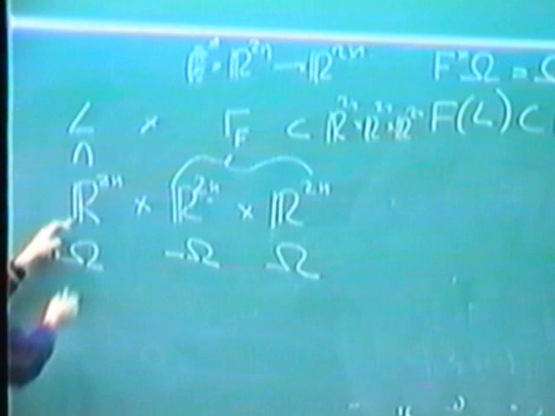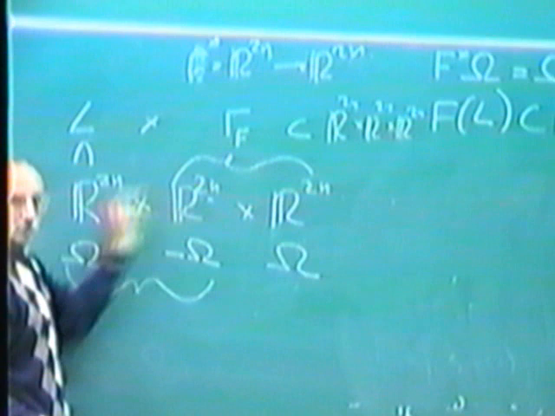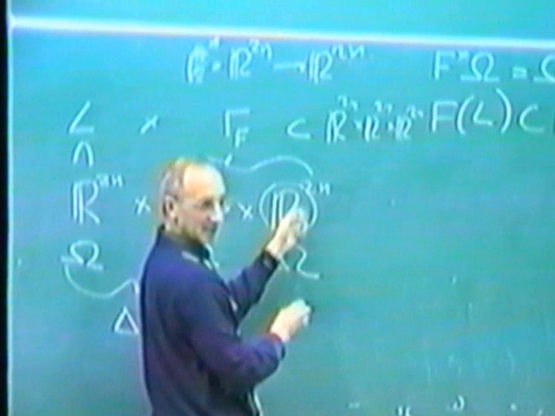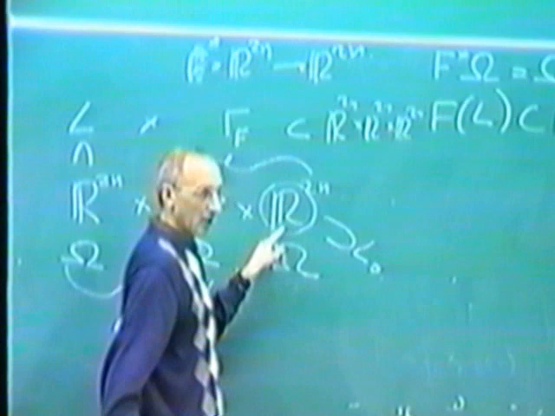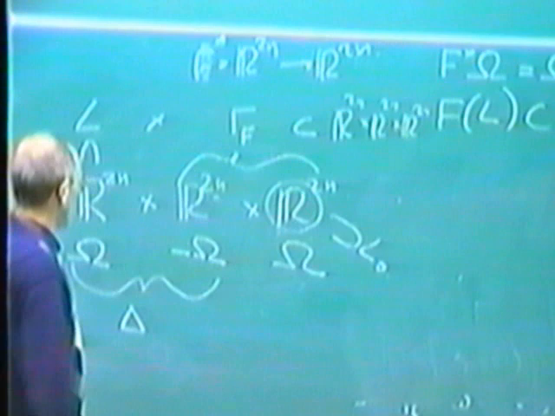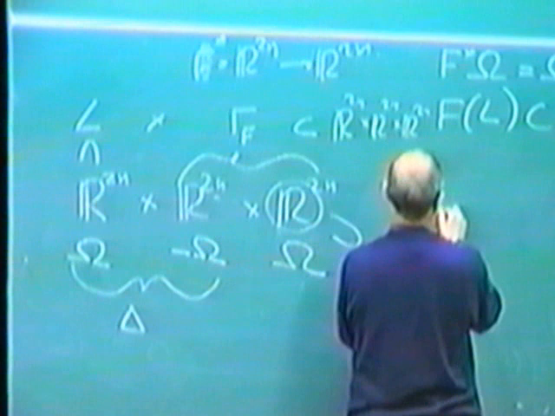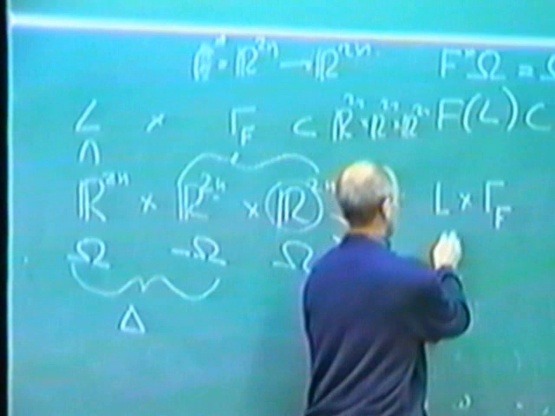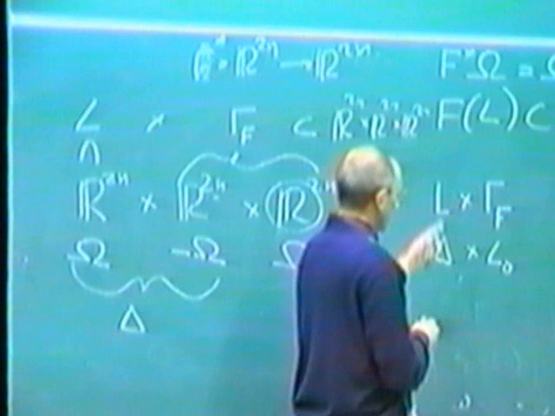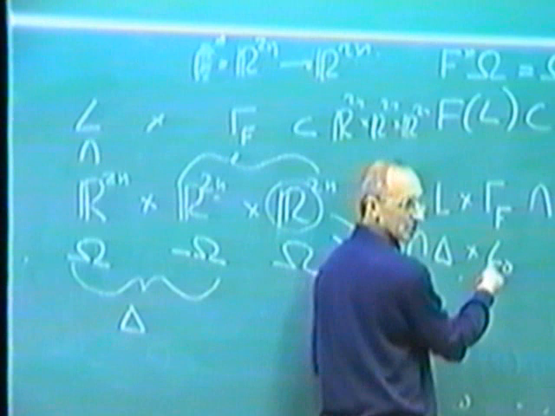Now I can take another Lagrangian submanifold: the diagonal, and the diagonal is again Lagrangian. And in this manifold, take another Lagrangian submanifold L0. So you have the manifold L cross gamma F, and the manifold delta cross L0. These are two Lagrangian submanifolds in this product. And notice that the intersection of these two is the same as the intersection of F of L and L0.